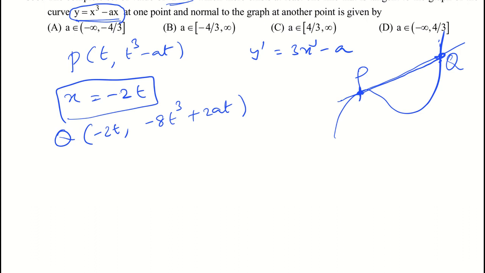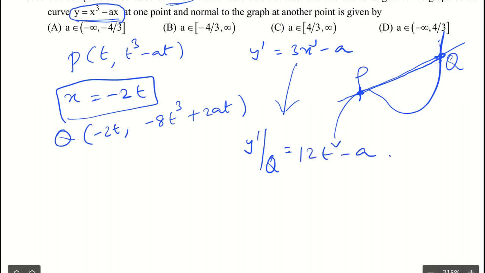Let us write slope of the normal at Q. What is slope of the normal at Q? You see this is the derivative. At Q means I have to put x is equal to minus 2t. Then I'll get slope of the tangent as y dash at Q. Slope of the tangent will be 12t square minus a. Now slope of the normal is minus 1 by 12t square minus a.